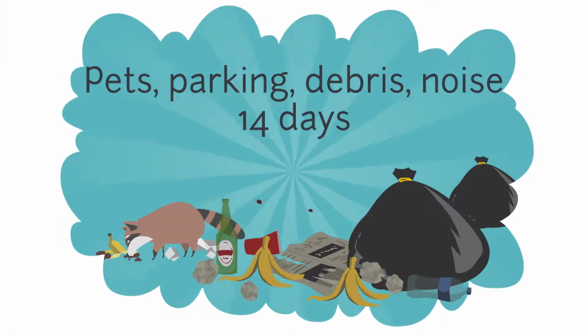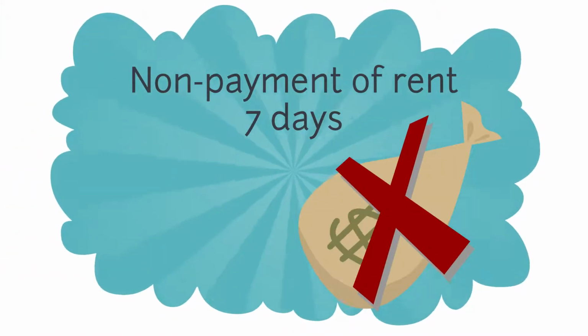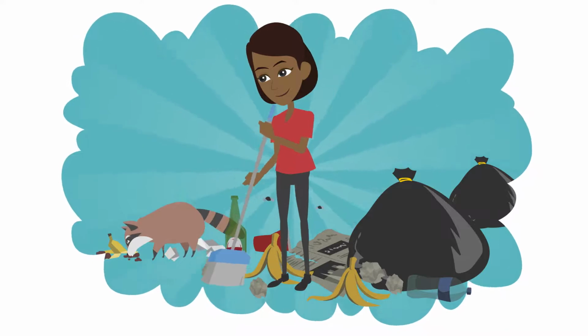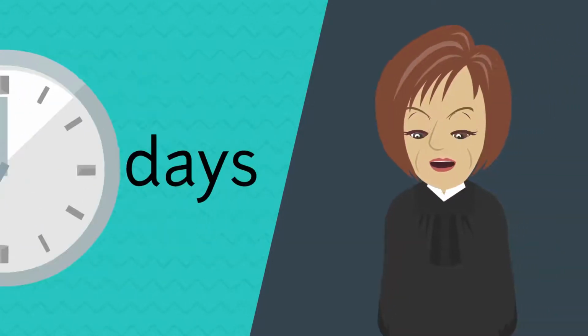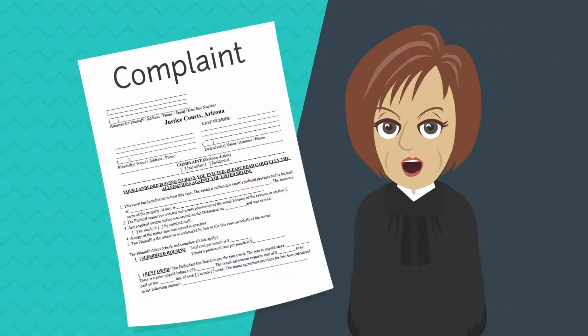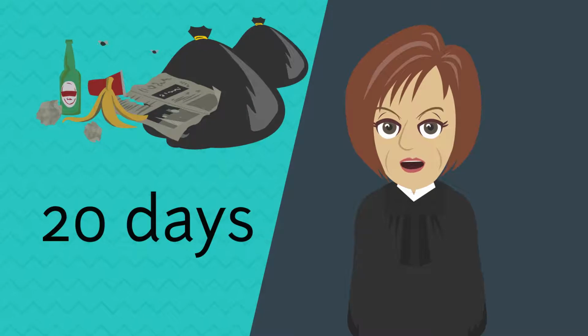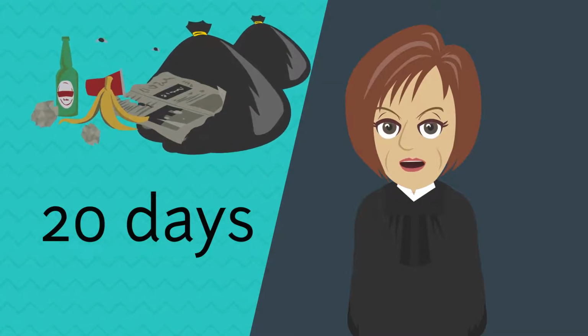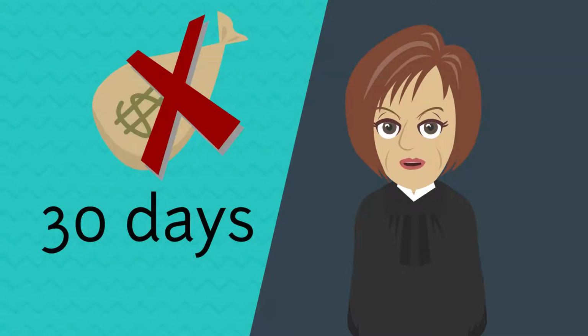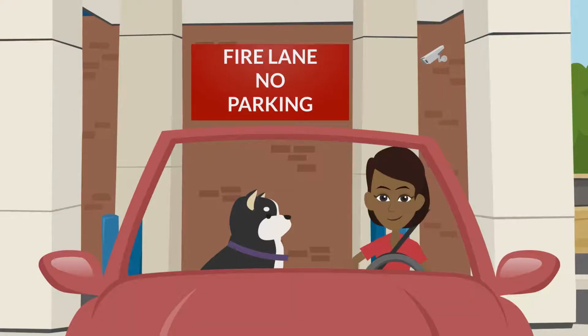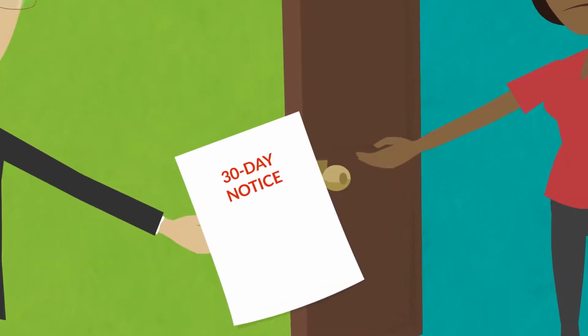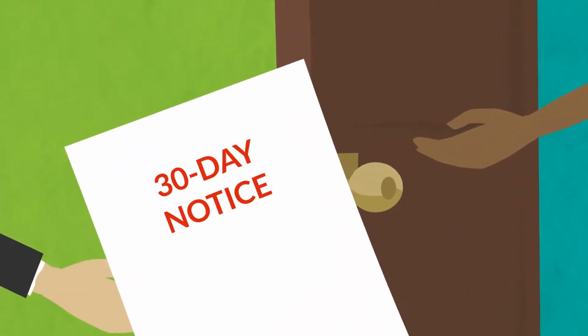There are different time frames to fix different types of breaches, and the tenant has the right to fix most breaches. If the tenant does not fix the issue within the required time frame and does not move out, the landlord can then file an eviction action after 20 days if the breach involves a health or safety issue, or 30 days for all other breaches. If the tenant fixes the issue but then commits the same or similar breach in the next 12 months, the landlord can terminate the lease with a 30-day notice.